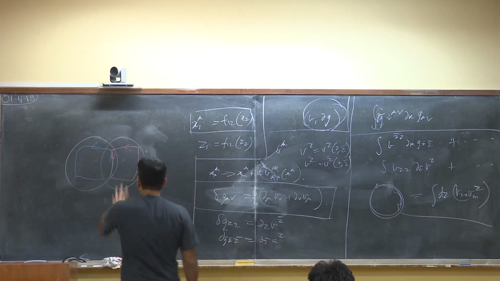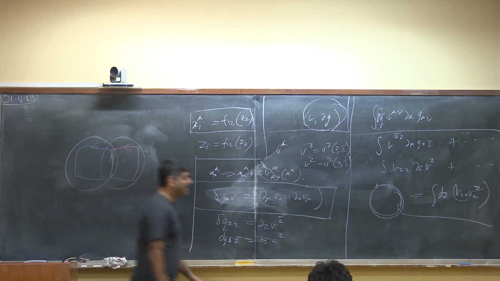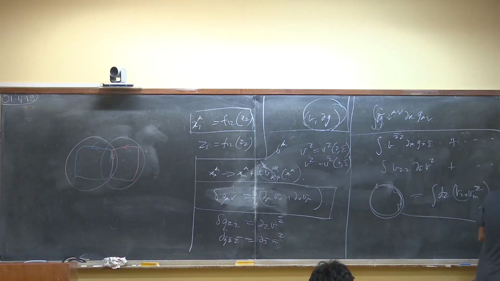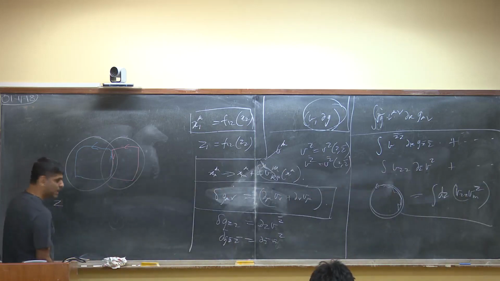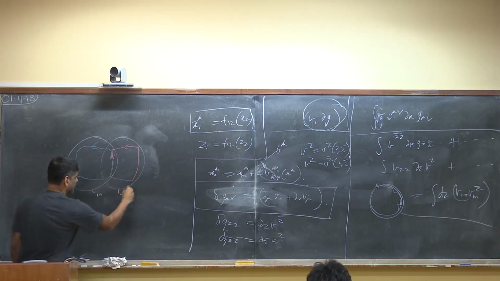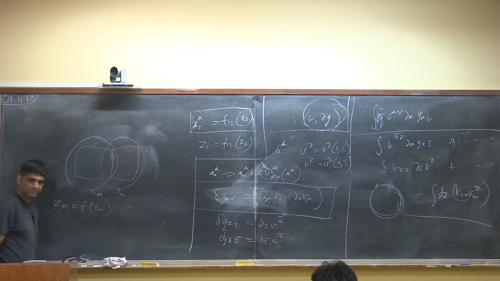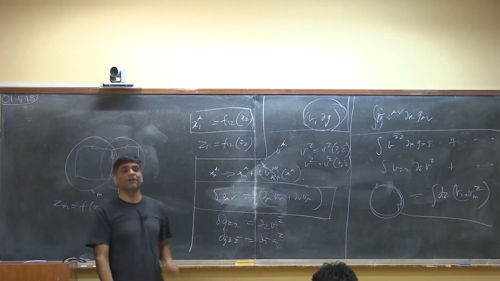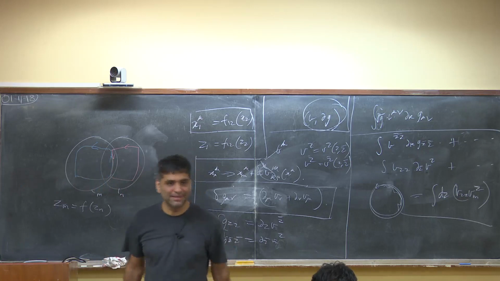Now, I want to give you an interpretation of what we're calculating, and that interpretation is very nice. It goes this way. Suppose I had a function. Suppose this was in the mth manifold and this was in the nth manifold, where Zm was equal to some function of Zn. Now the transition function has changed.